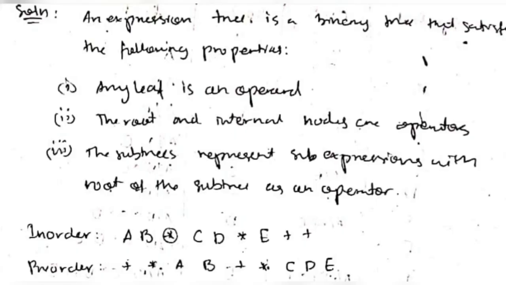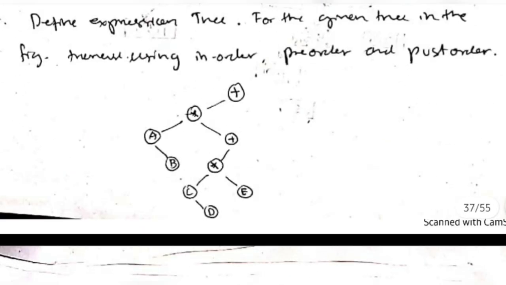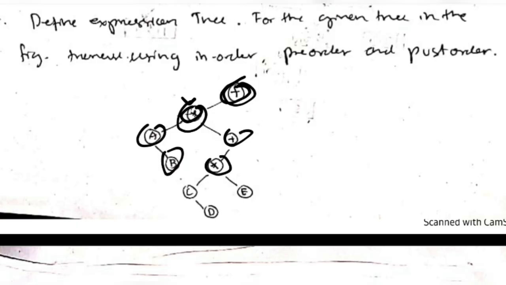Okay, and the subtrees, and the subtrees means see here. In subtrees also the same rule applies. If this is the subtree for this node, and this node also has this root node as operator and the leaf nodes as operands. Okay, the same thing applies for all the subtrees.